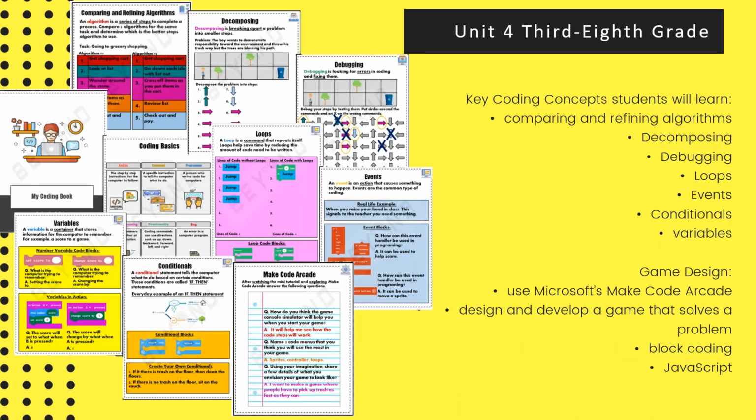Our 3rd through 8th grade also has a coding book, and it's really super small. Again, I apologize for that, but I hope you can see some of the concepts such as variables and conditionals and loops and events. The coding companion book for these grade levels is really just for students to get their hands wet, to really understand the concepts before you put them in a coding environment, such as Scratch or code.org.